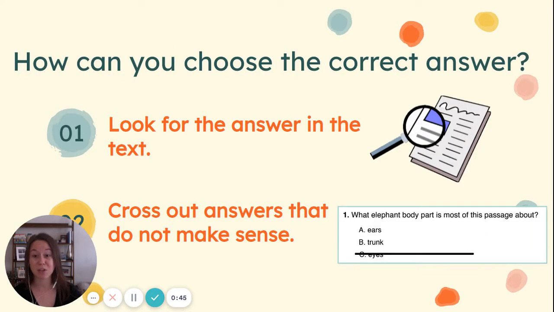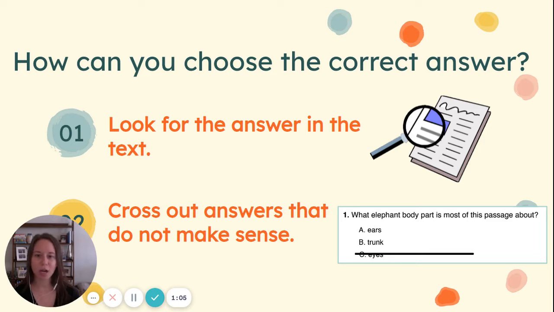But sometimes it can be tricky to choose the correct answer. How do you know which one to choose? Well, you can start by looking in the text for your answer. Go back to the text, the article, or the book that you read, and see if you can find that answer choice in the text. You'll know it's correct because you'll see it right there.